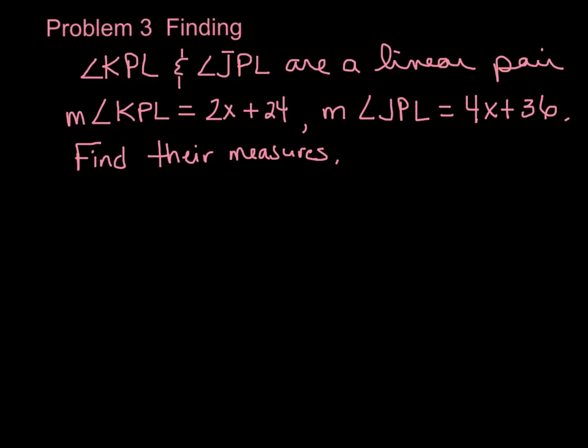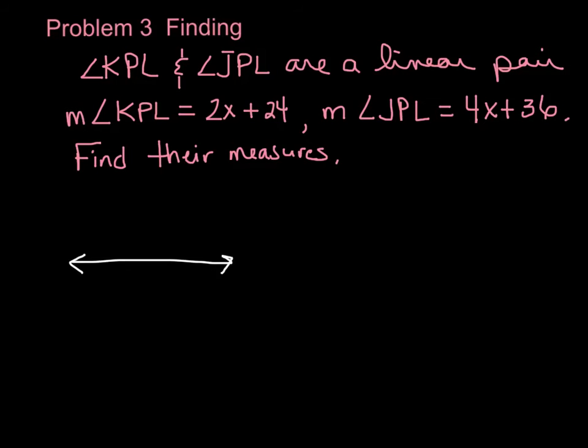On the top of page 470, problem 3 says finding missing angle measures. So I want you to write this down under the got it problem at the top of the page. It says that angle KPL and angle JPL are a linear pair. The measure of angle KPL is equal to 2x plus 24, and the measure of angle JPL is equal to 4x plus 36. Find their measures. So the first thing I would always suggest is always try to draw a picture.